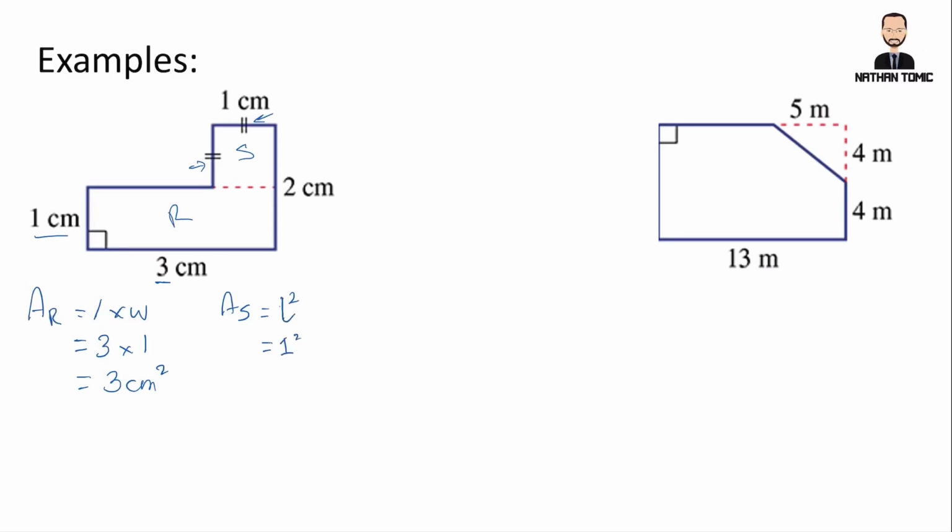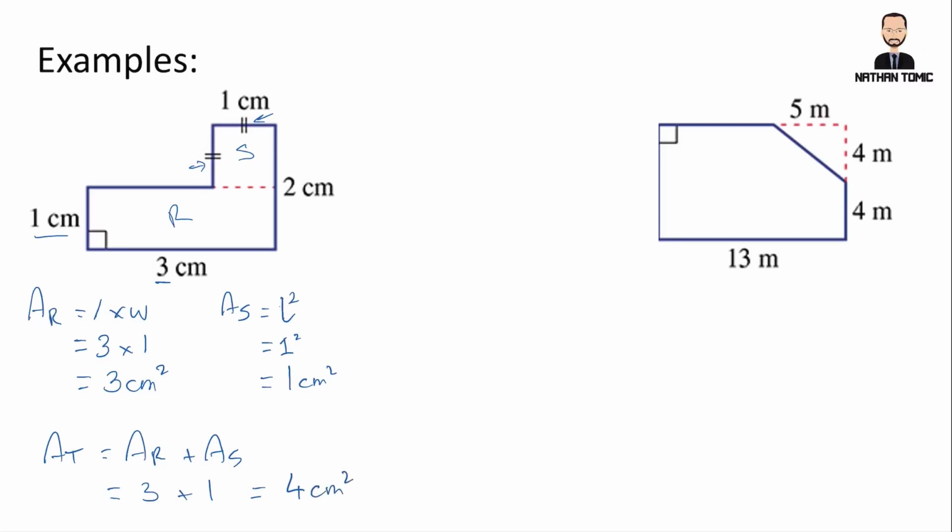This is 1 squared, which of course is equal to 1, and that's centimeters squared as well. And then the area total, I'm going to call it T, is equal to the area of R plus the area of the S, which is equal to 3 plus 1, which is equal to 4 centimeters squared.